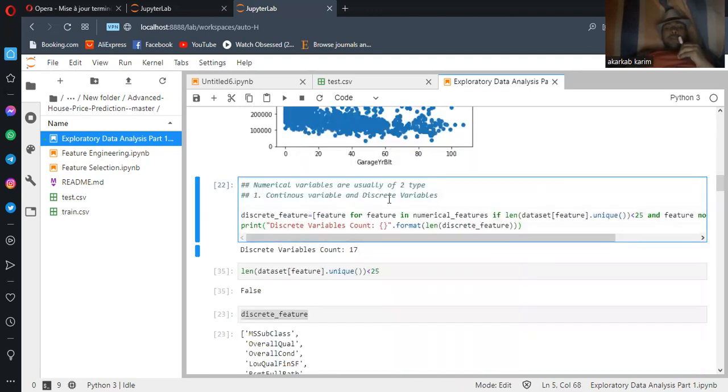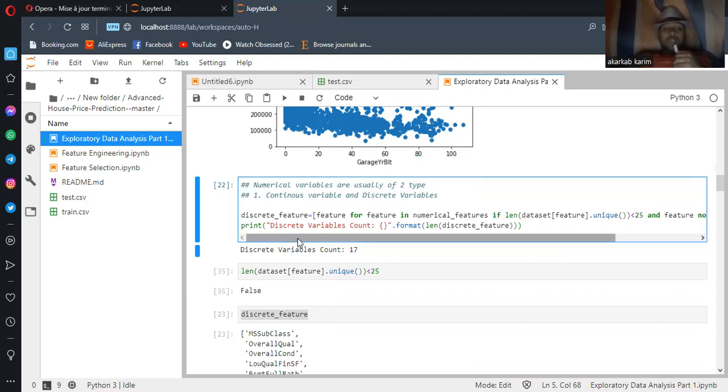Numerical variables are of two types. In data science we know that for numerical variables we have two types: the first is continuous variables and the second is discrete variables. Discrete variables are just count numbers, you can see 1, 2, 3, 4, 5. Continuous variables are like measurements, for example weight or height. So we have some float numbers. For this reason it's called continuous, because we have a decimal point in those numbers.